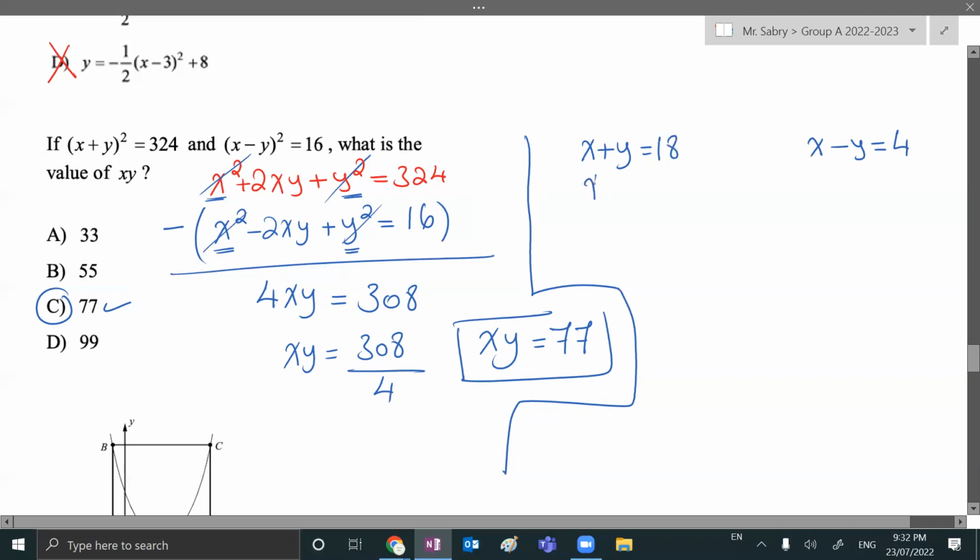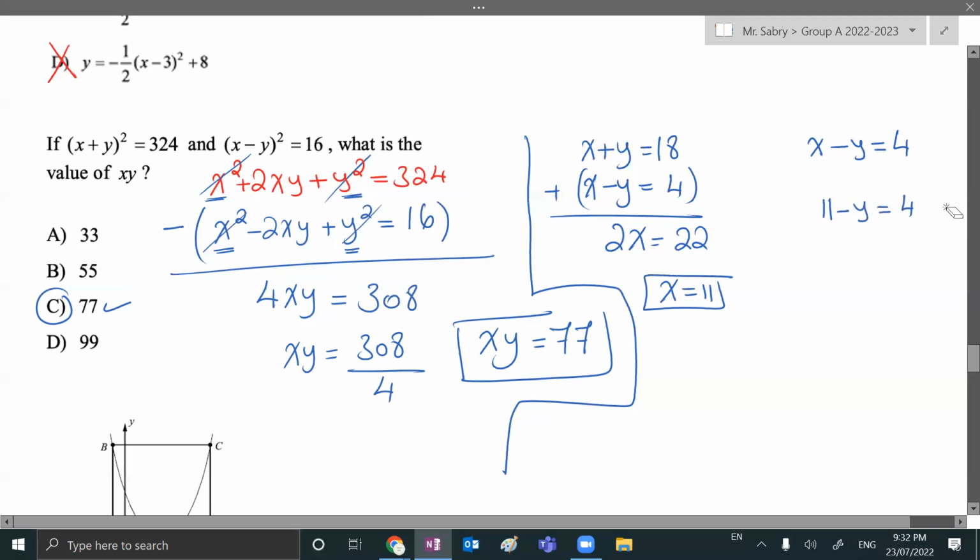18. طيب بعدين تحط هنا x بقى minus y equals 4 and then you add them, which will get you 2x equals 22. Then this will get you x equals 11. Substitute 11 minus y equals 4, so y must be equal to 7. Once you have this and that, xy will be 7 times 11, which is 77. Huh? Almost the same number of steps.